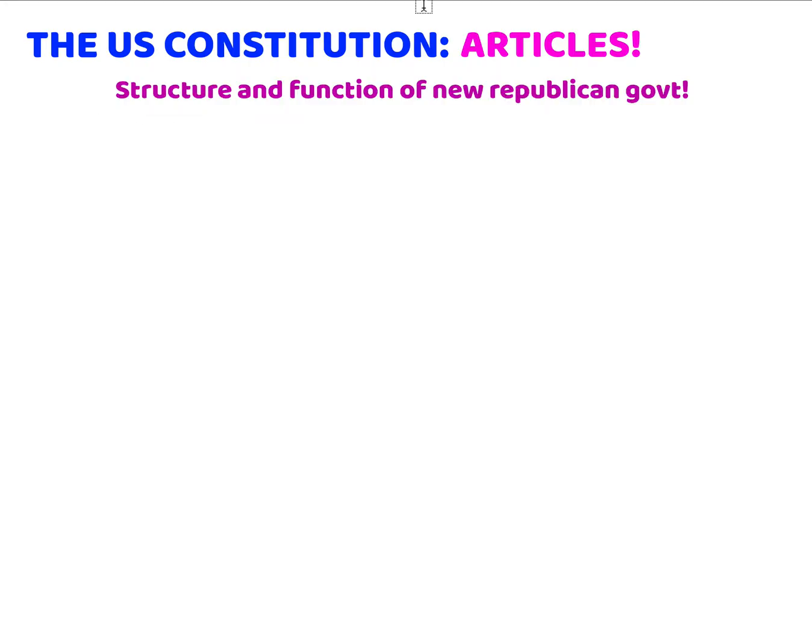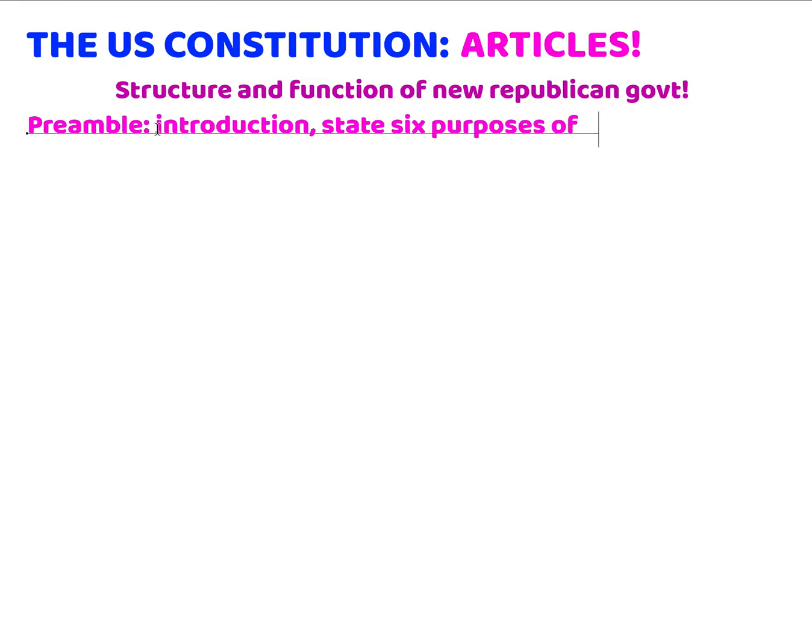So, let's first get on to the preamble. In the preamble, it's basically going to be an introduction to the Constitution, and it's going to state 6 purposes of government. These purposes of government can be establishing justice, ensuring domestic tranquility, providing for the common defense, etc. So the preamble is more of just an introduction that the founders, the framers, wanted to give to the Constitution.